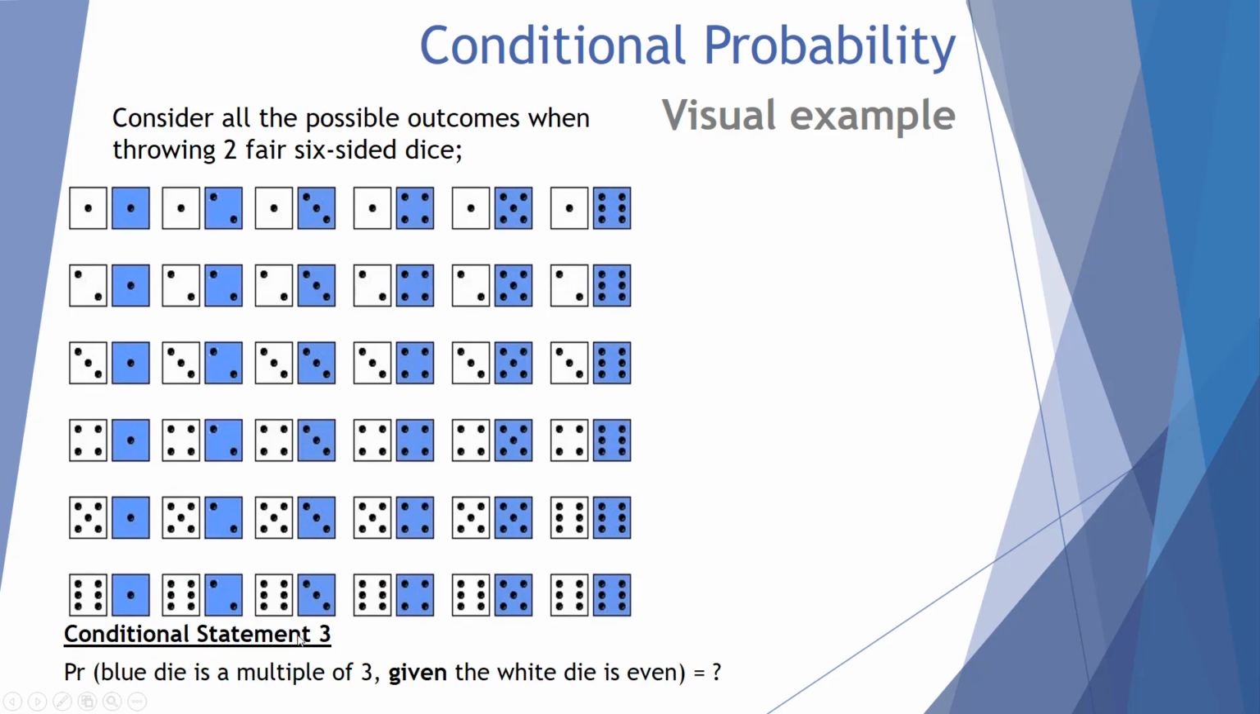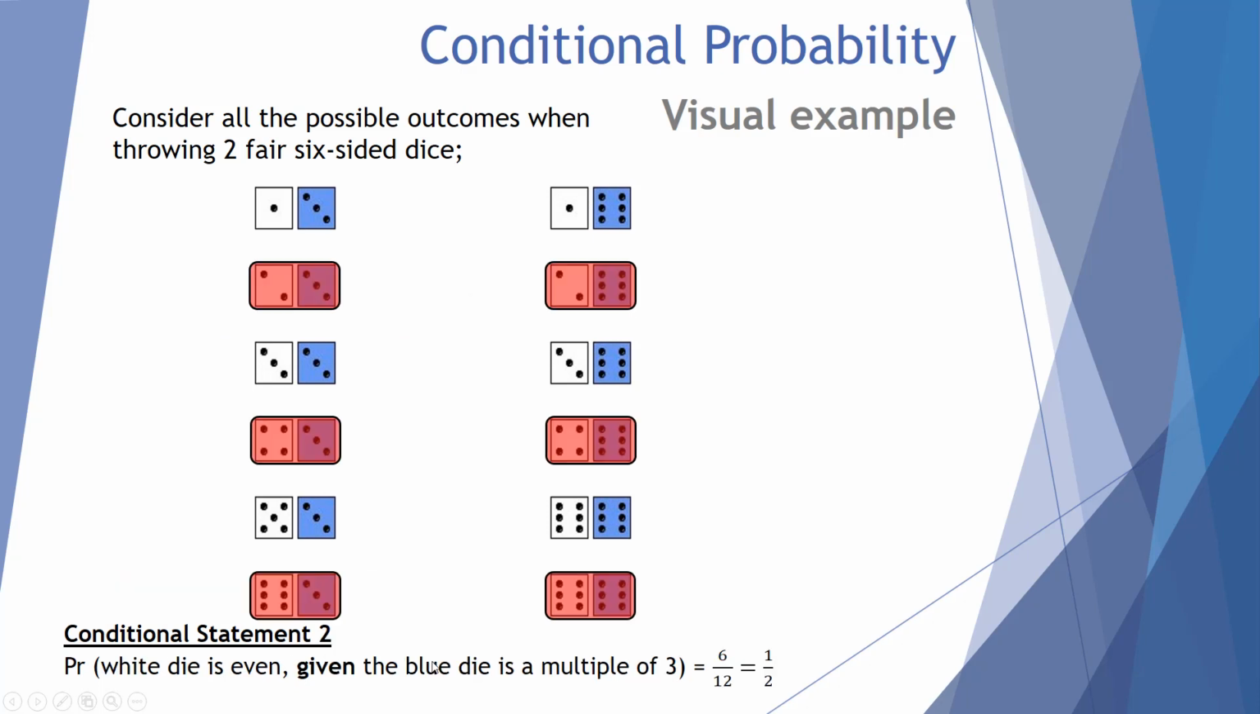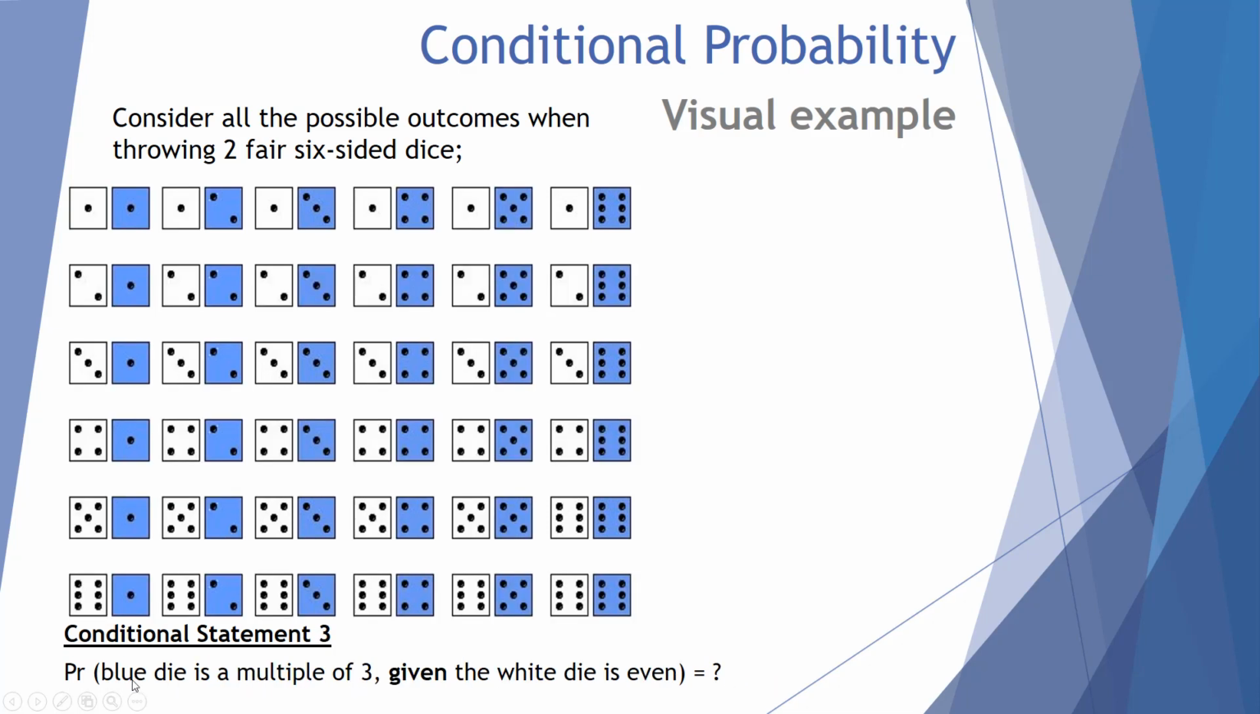Our third conditional statement is the reverse. Let's consider the probability of the blue die is a multiple of 3 given the white die is even. Now we've just reversed these two statements. Does that make a difference? Previously, if we go back, it was a 1 in 2 probability. Let's look now with the reverse. Blue die is a multiple of 3 given the white die is even.